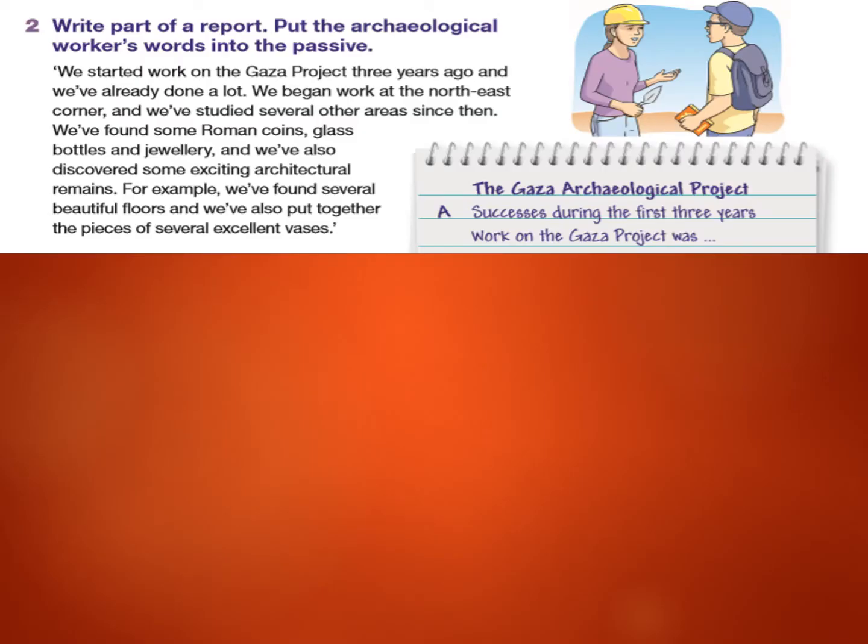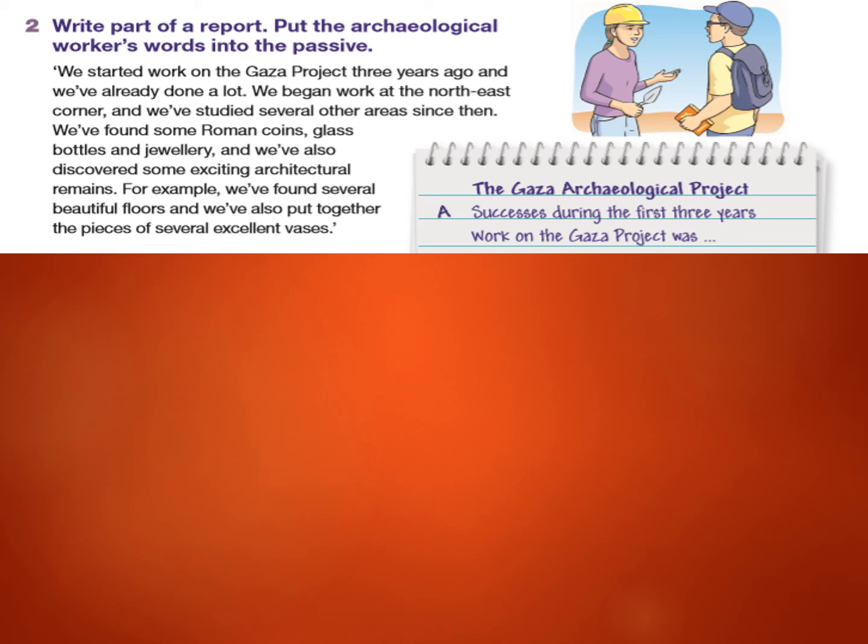Okay, my lovely students, now let's go to activity 2 on the same page. Write part of a report. Put the archaeological workers' words into the passive. Now you will read this short paragraph and try to rewrite it using the passive form. You will have 5 minutes to rewrite the paragraph into passive. Start, please.